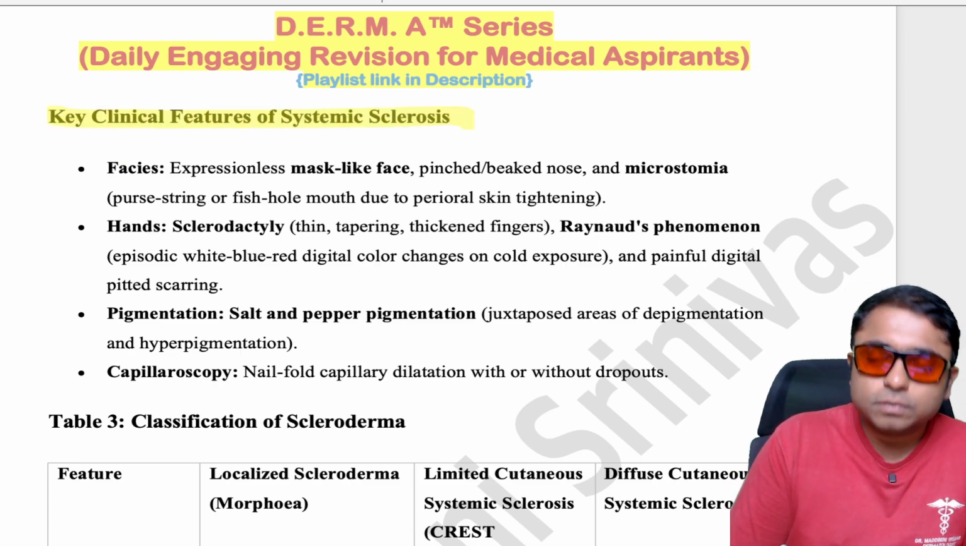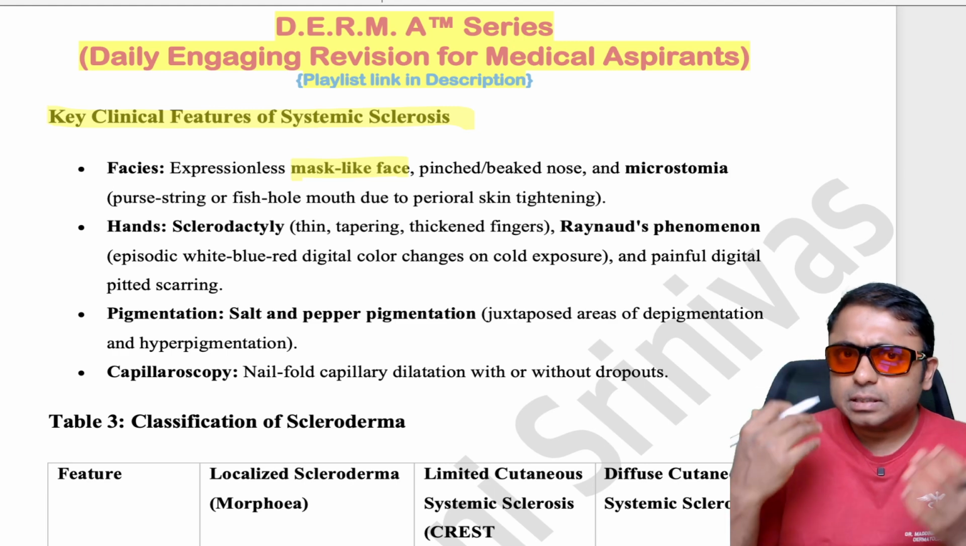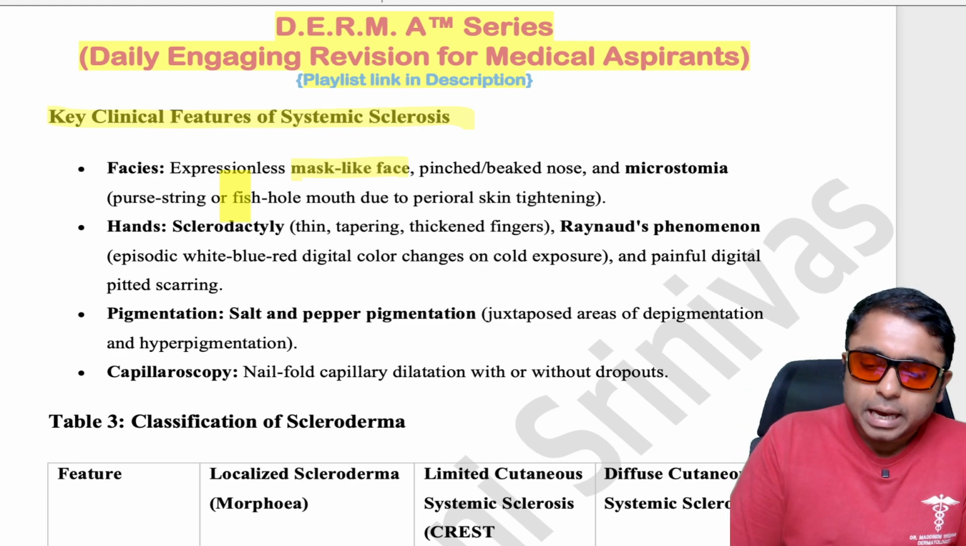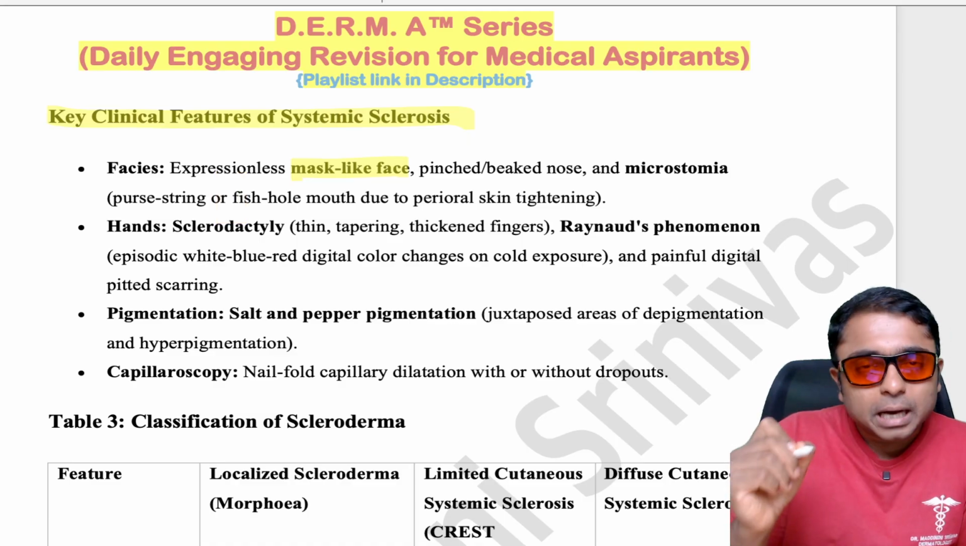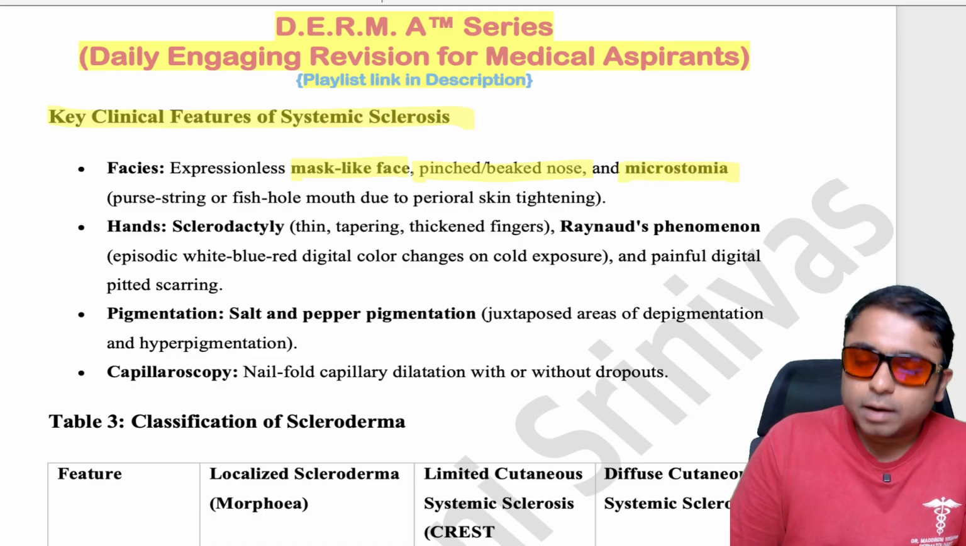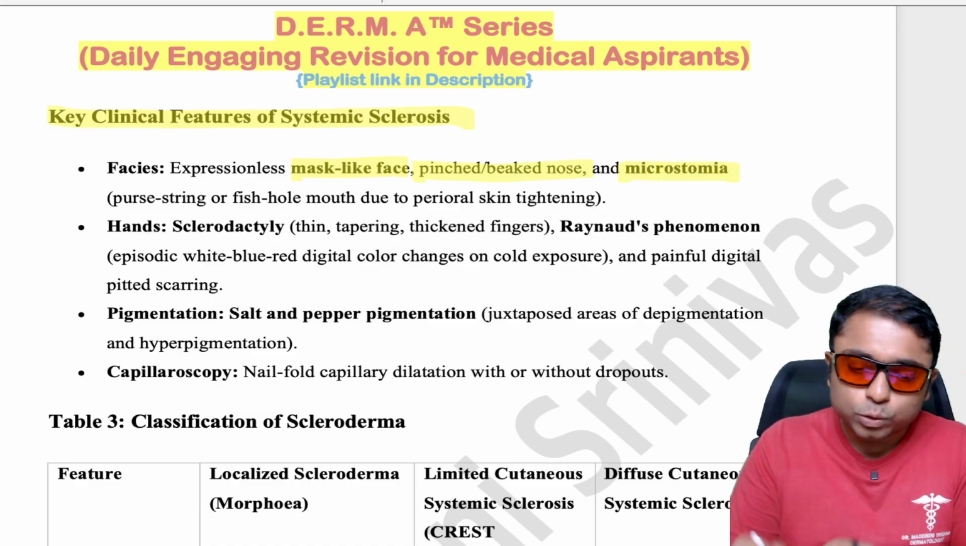Key clinical features of systemic sclerosis include the mask-like face. Wherever the skin is there, it can become hide-bound, thickened skin. So an expressionless, mask-like face can be seen. A pinched or beaked nose can be there, and the mouth can be very difficult to open. So microstomia.